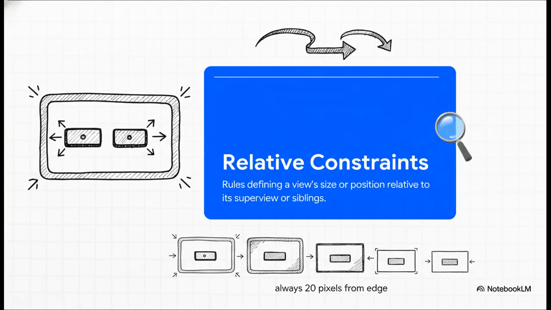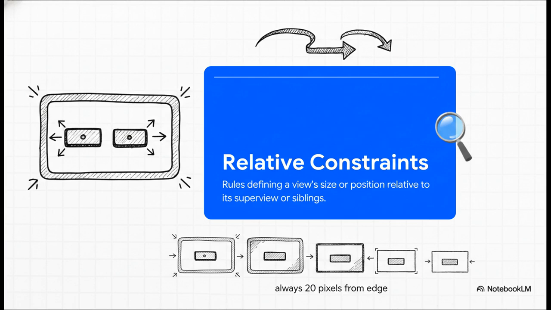First up, relative constraints. So, instead of saying, hey, this button is 100 pixels wide, you define its relationship to the screen. You say, this button should always be 20 points from the left edge of the screen and 20 points from the right edge. See what happens? Now, no matter how wide that screen gets, the button resizes perfectly because you've described its relationship, not its fixed size.